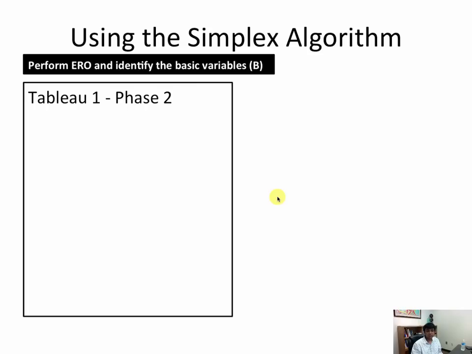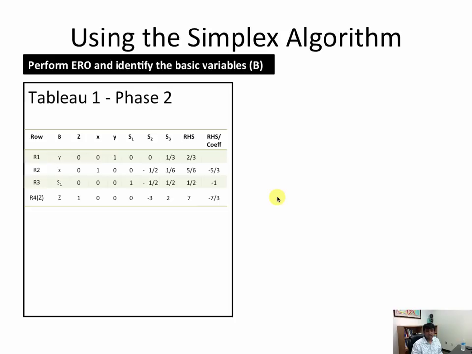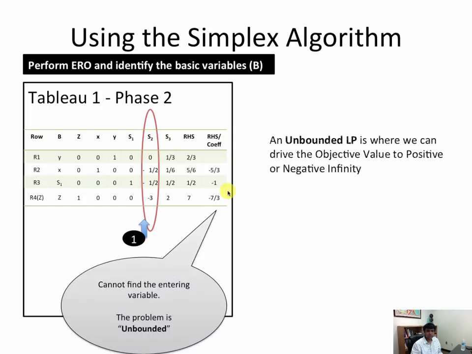So we have tableau 1 of phase 2 now, and we have to identify what is the next pivot column. The next pivot column is -3. However, we have an issue in this case, that we cannot find anything that is positive in the right hand side divided by coefficient. So what it means is that this particular problem has an unbounded solution, and when this happens we are reaching an unbounded LP where the objective value is reaching either a positive or a negative infinity.